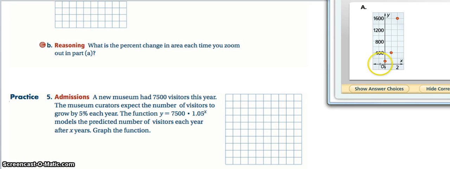So actually, then when we were asked to look at the percent change in zoom every time we zoom out in part A, it would actually be 300% change.